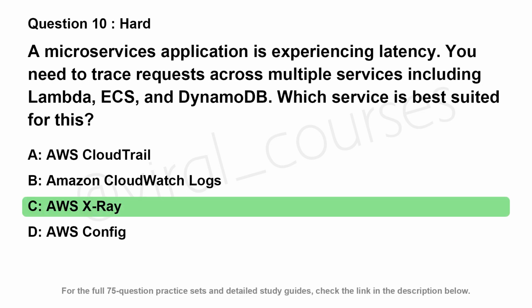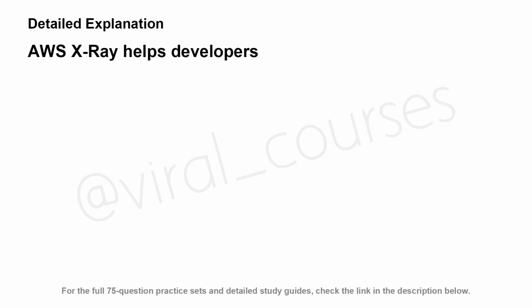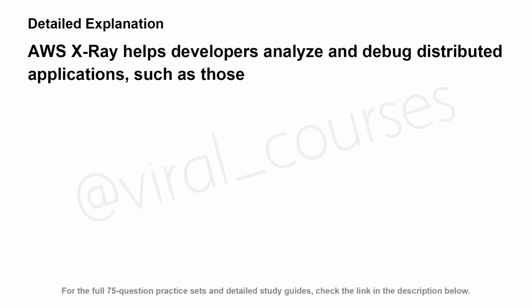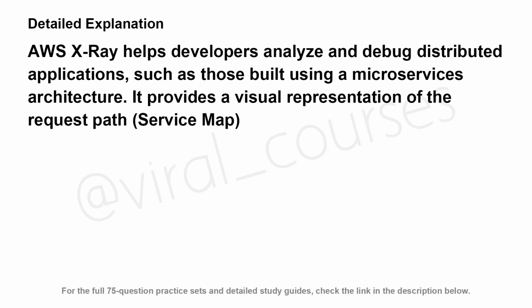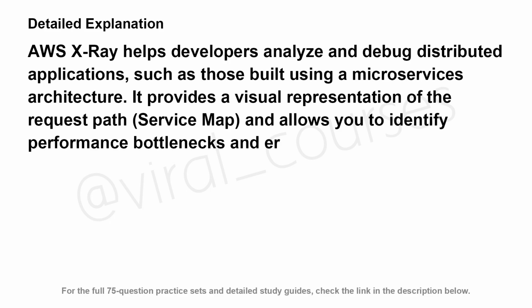The correct answer is C. AWS X-Ray helps developers analyze and debug distributed applications, such as those built using a microservices architecture. It provides a visual representation of the request path, a service map, and allows you to identify performance bottlenecks and errors across the entire stack.